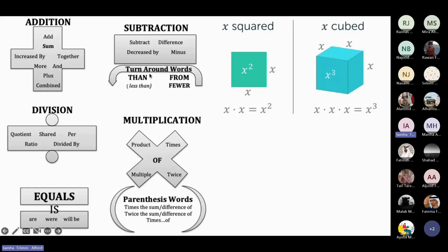The ones that we really want to make sure you're paying attention to are the turnaround words. So we have more than, less than, and from. Also, you're going to see a lot of parentheses words in this question. So remember, we have the sum of, the difference of, the product of, the quotient of, the quantity of. So be on the lookout for parentheses. And maybe remember about the exponent. Remember, squared means the exponent should be positive 2, and cubed means your exponent should be positive 3. Okay?